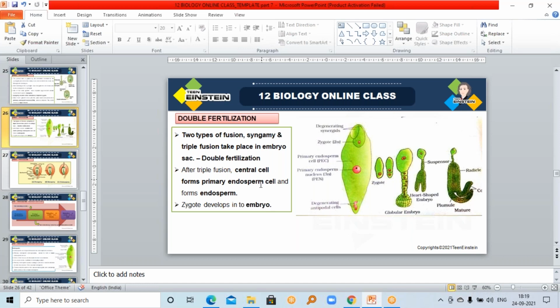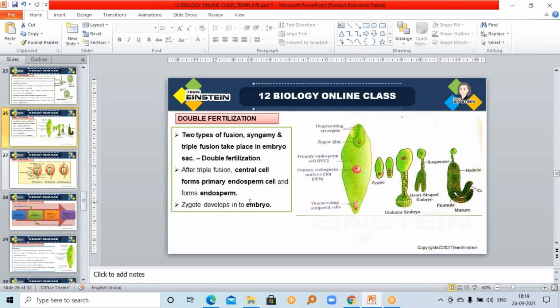And after triple fusion, the central cell forms the primary endosperm cell. Very important: only after triple fusion, the central cell will form the primary endosperm cell or primary endosperm nucleus, which is in triploid condition, and this will give rise to endosperm.